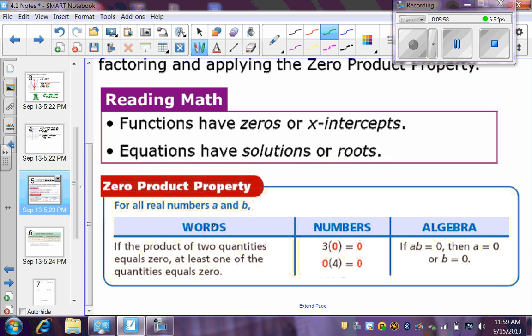Now, the zero product property says that for all numbers a and b, if the product of two quantities is equal to 0, then at least one of them has to be 0. So all this is saying is if you know that the product of two numbers is 0, then either the first one is equal to 0, or the second one equals 0, or they both equal 0.